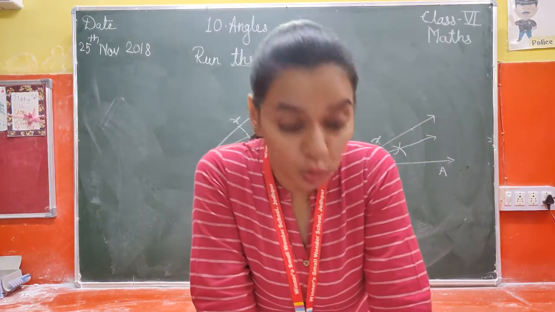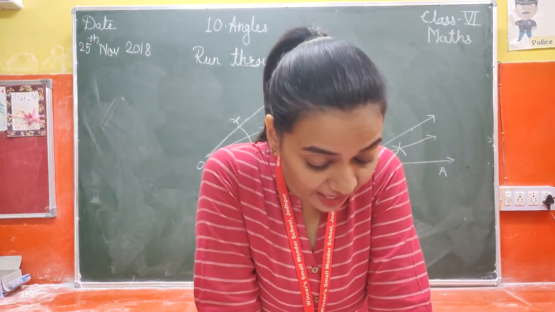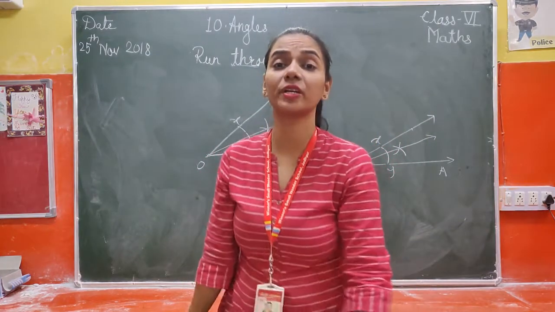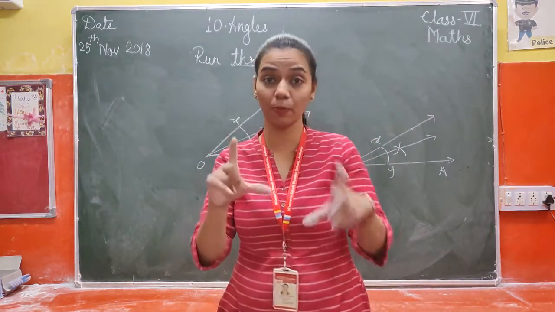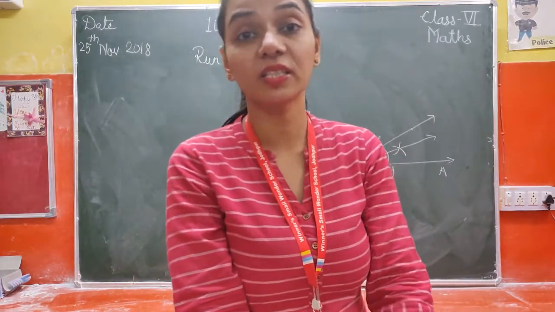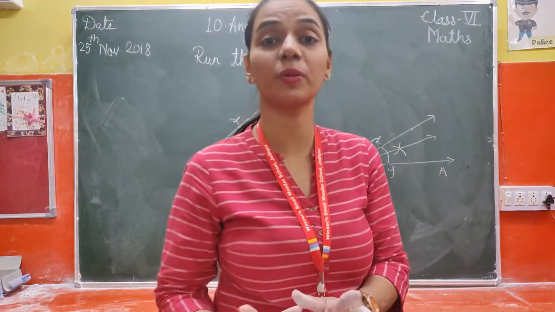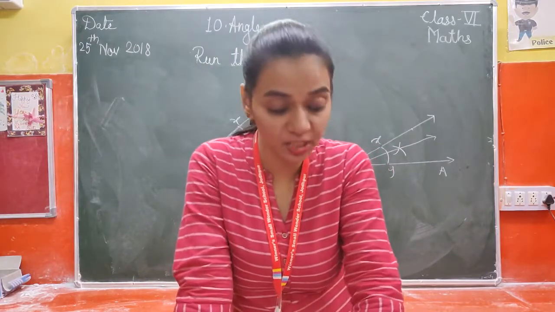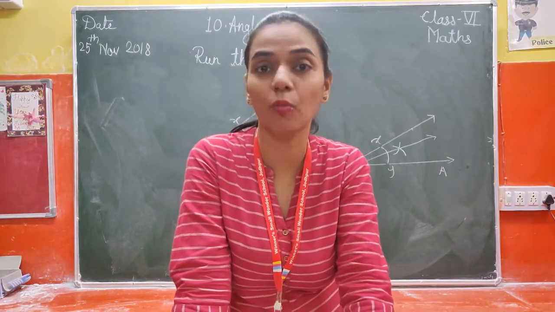Now, the last one. Given angle XYZ, construct an angle equal to it. So how will you do it? They have already given it. Just take your protractor and measure it. You can measure the angle. Do you know how to measure it? It is an obtuse angle, so it will be nearly 110 or 120.